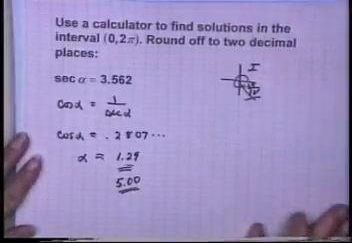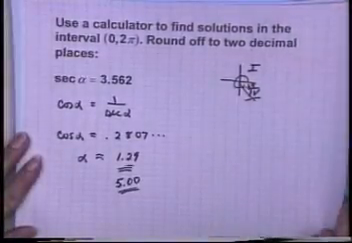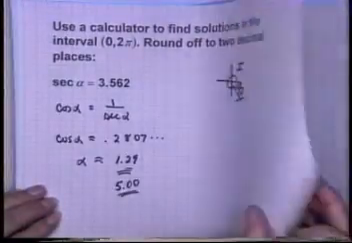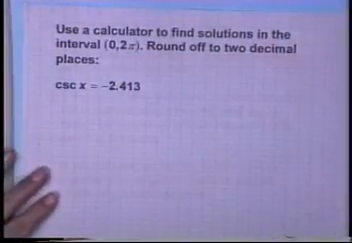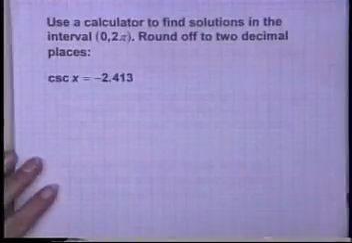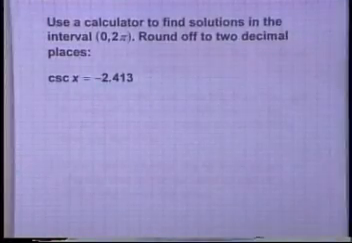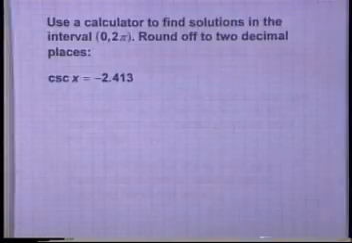Okay, I've got one more of these rather simple ones. I wanted to do one of each of these where we don't have the exact key on our calculator. Use a calculator to find solutions in the interval 0 to 2 pi, round off to 2 decimal places. The cosecant of x equals negative 2.413.